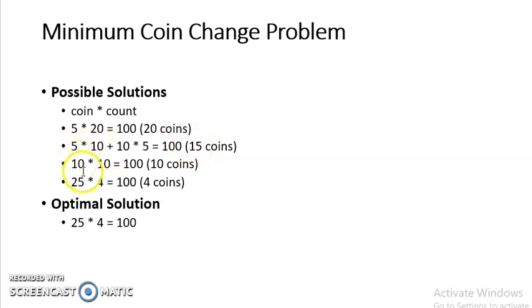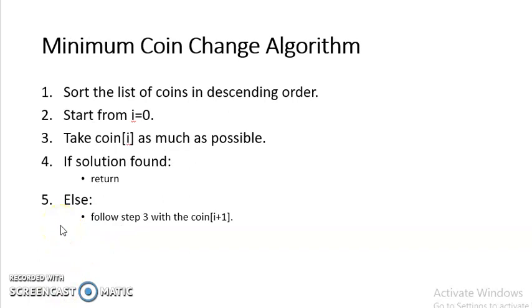Then you can also use coins of value 10, and you'll need 10 coins of value 10 each. But you also have a coin of rupees 25. So you can use that as well. And if you use 4 of those coins, that gives the value of 100. So these are all the possible solutions, but this one is the optimal solution, because this solution uses the minimum number of coins. So how can we write an algorithm for this minimum coin change problem?